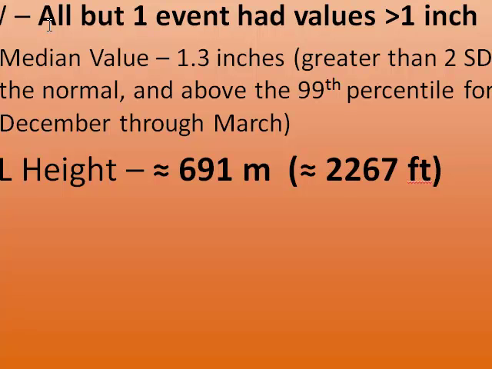One of the surprising things was that it was a very moist environment. All but one event had values of precipitable water greater than 1 inch, which is above the 99th percentile for December through March. So it's way above what it normally should be.